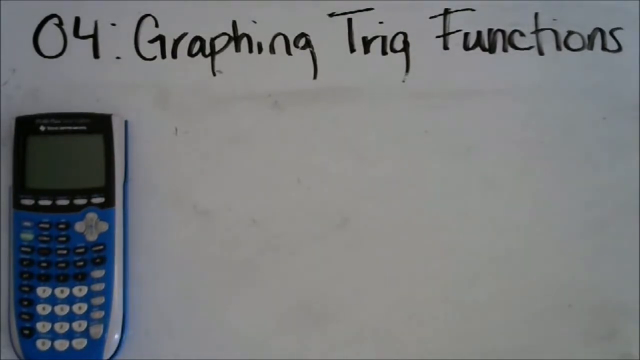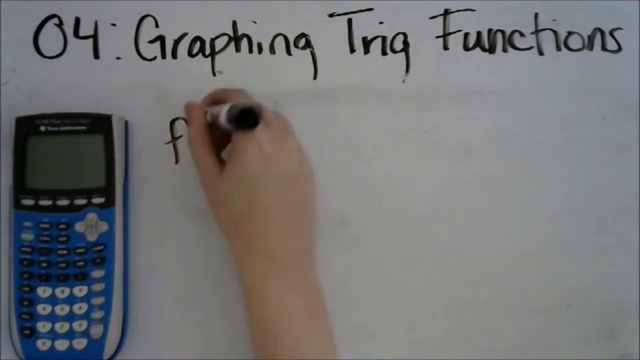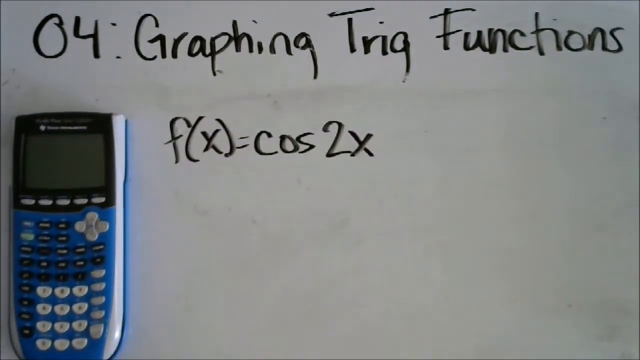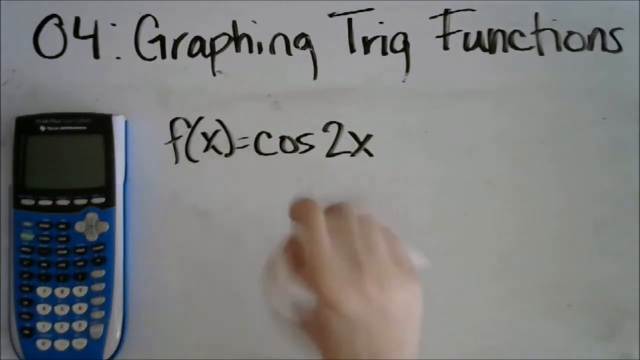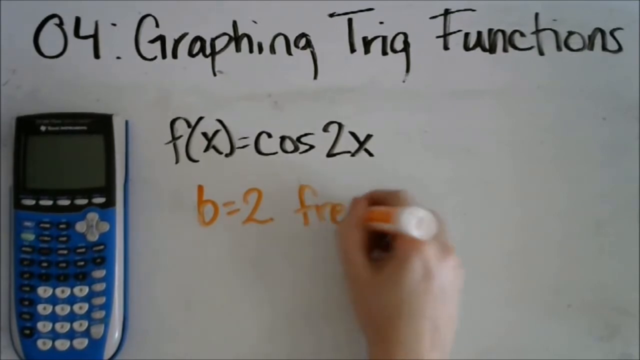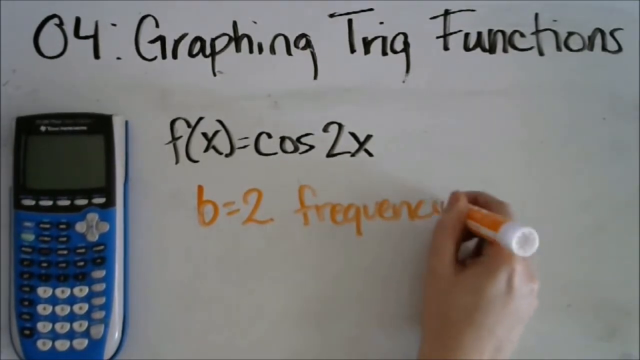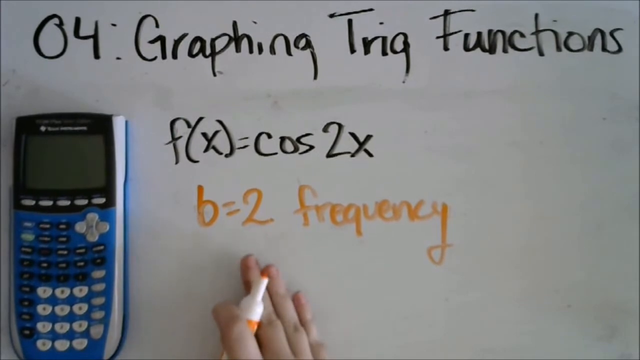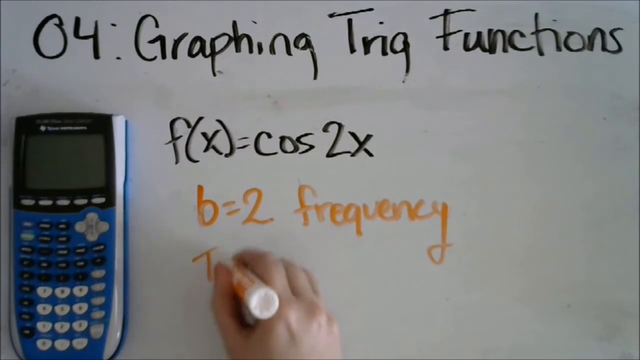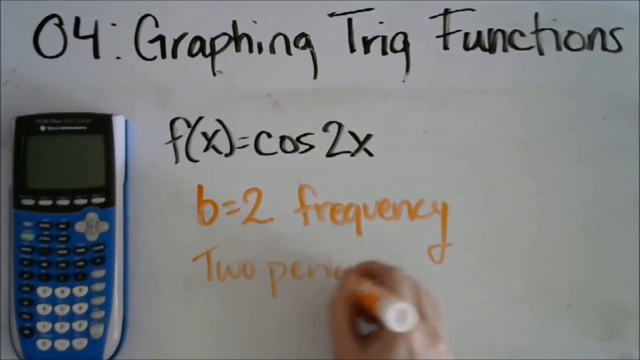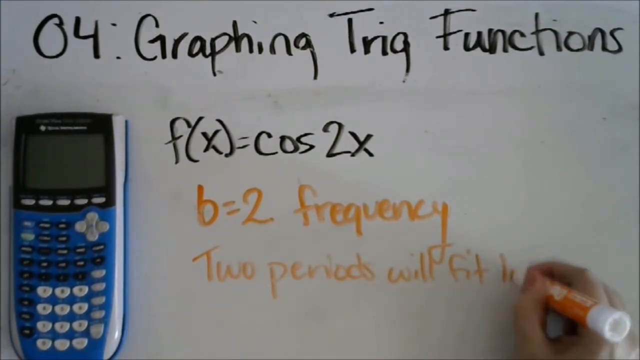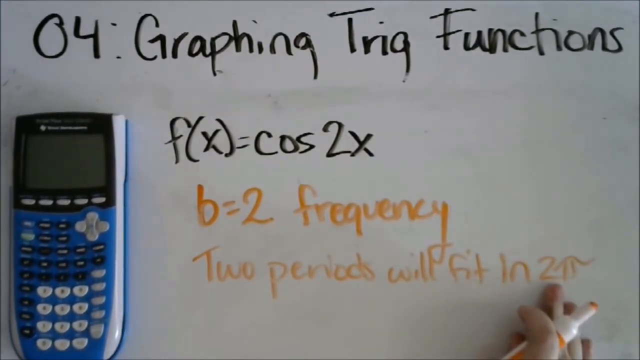For our next example, let's look at a function that has a phase shift. F of x equals cosine 2x. What we know from our examples of the different variables, 2 is b, which is also known as frequency. Now there are two ways to interpret that the frequency is 2. In your mind, you can imagine that 2 periods of the cosine function will fit in 1 revolution, or 2 pi.